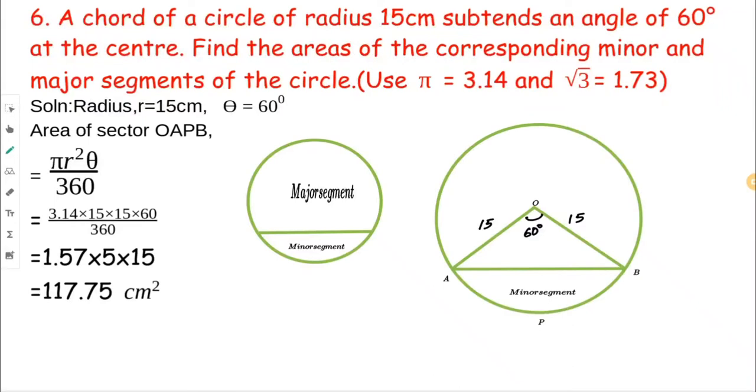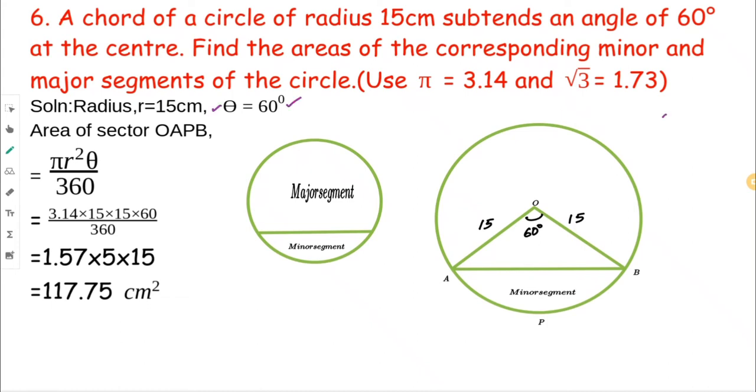Continue with question number 6. A chord of a circle of radius 15 cm subtends an angle of 60 degrees at the center. Find the area of the corresponding minor and major segment of the circle. Clear? And we have to use pi to be equal to 3.14, and root 3 is 1.73. So you can see from here the radius given, the theta given.